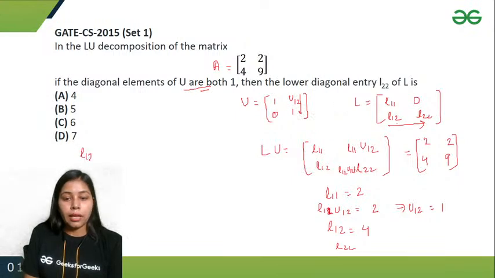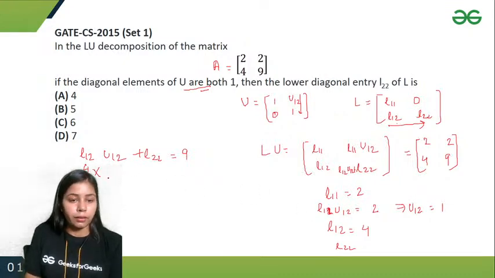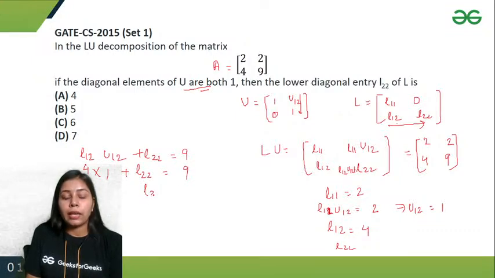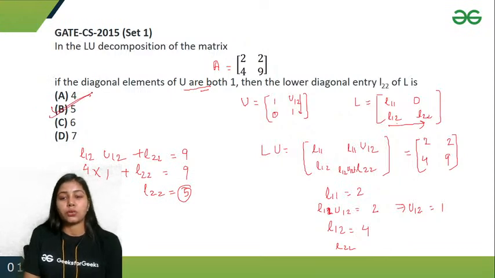Let's write down L12 and U12 plus L22 equals 9. We have L12 equal to 4 and U12 equal to 1, right? Plus L22. What will we get from here? L22 is equal to 5. Which option matches our answer? Option B matches our answer.